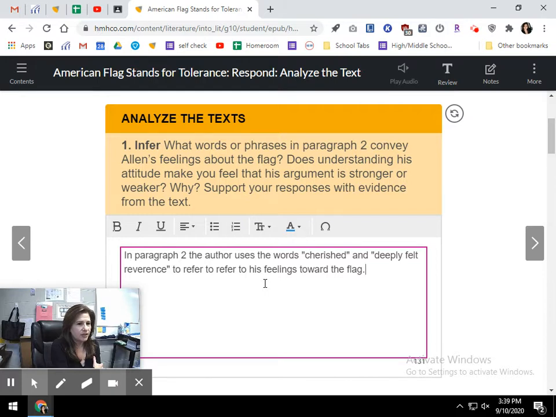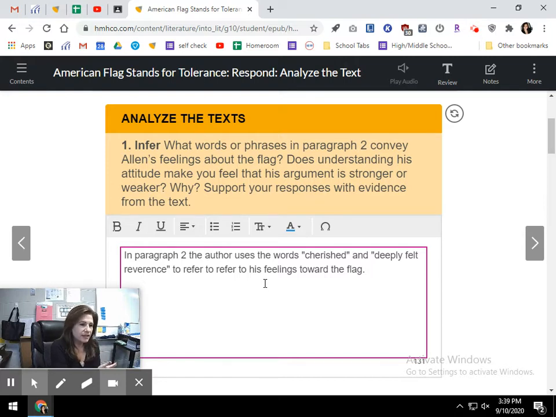Does understanding his attitude make you feel that his argument is stronger or weaker? So his argument is the controversial idea that flag burning should be allowed under the First Amendment of the Constitution as a legitimate protest that someone can do, burning the American flag. People have very strong feelings when they see that happening, okay? Like I said yesterday, I remember that from when I was in high school. It's very jarring when you see someone on TV burning the American flag. It brings up a lot of feelings in people, especially people who are very patriotic.